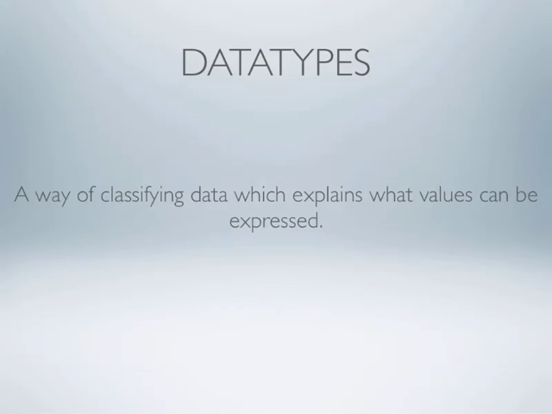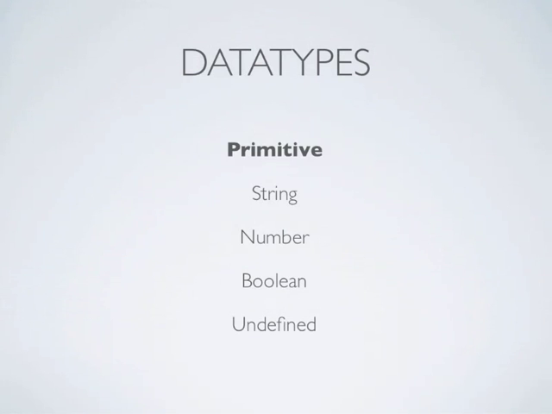What makes a particular value fall into a particular data type is what the value actually is, what values can be expressed. Some of the different data types that we'll deal with initially are called primitive data types. They're sort of the simplest of the data types. The primitive data types that we'll work with in JavaScript are the string, the number, the Boolean, and the undefined data types.